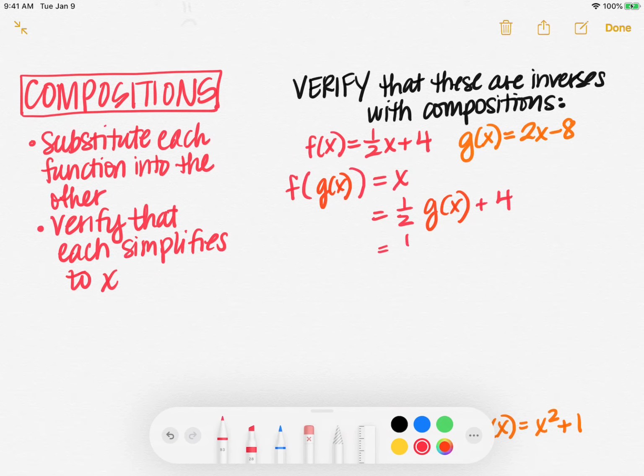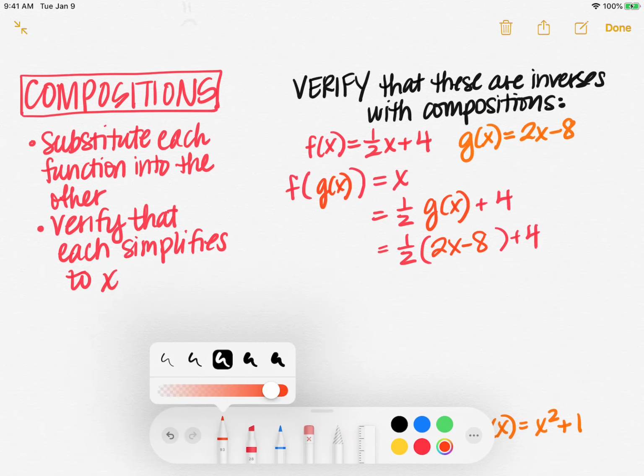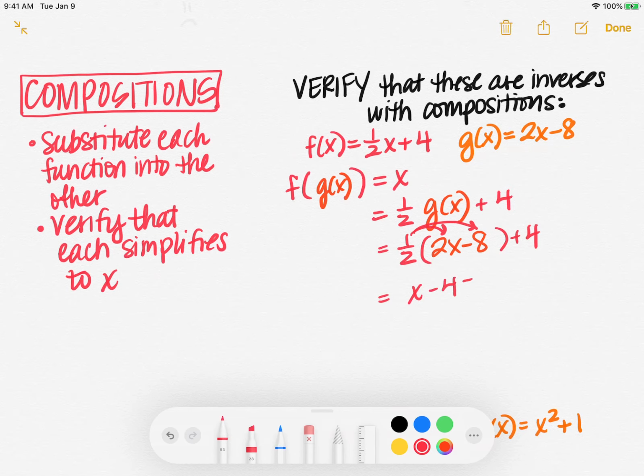So what is g of x? 2x minus 8. Okay, let's distribute that 1/2 into the parentheses. That 1/2 times 2x leaves me with just x. That 1/2 times negative 8 leaves me with negative 4. And now we have negative 4 and positive 4, which equals 0. So this does just equal x. So we got half of it down. Let's see if the other half works too.